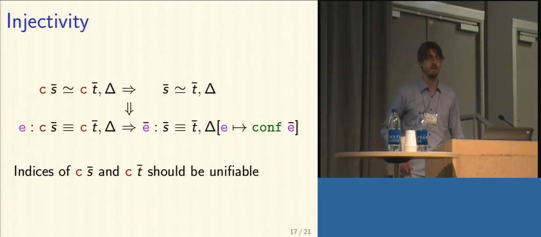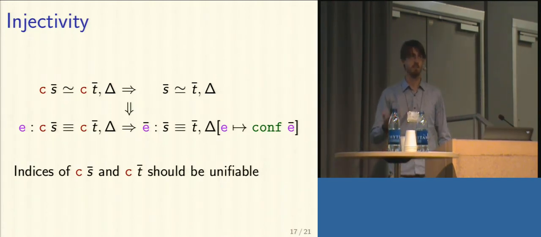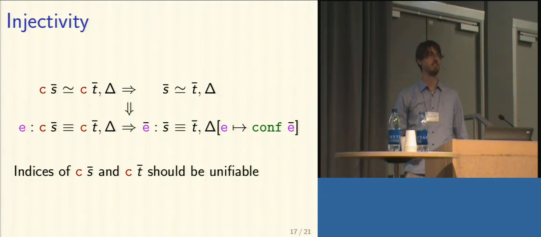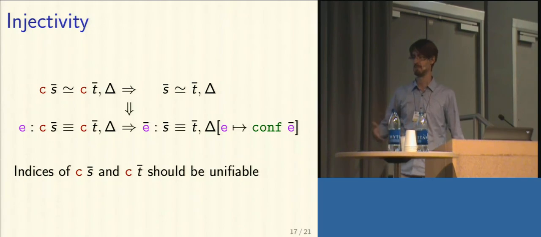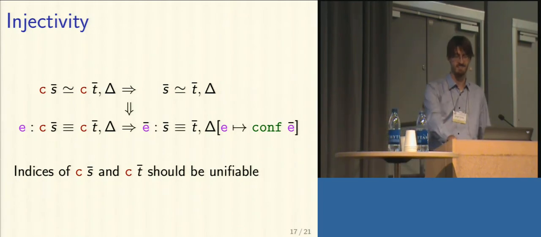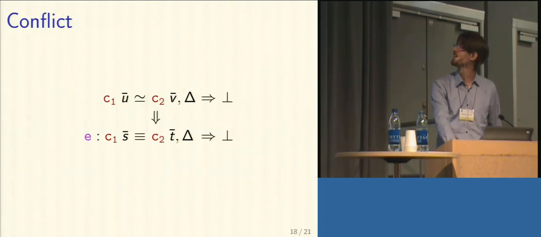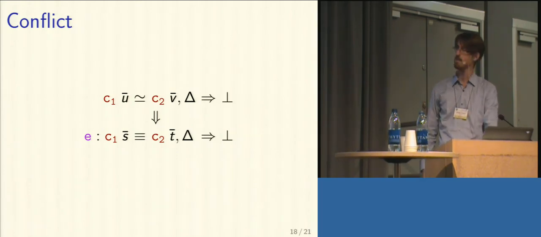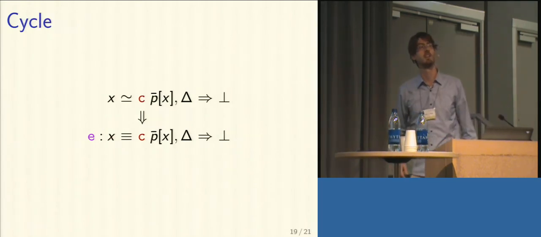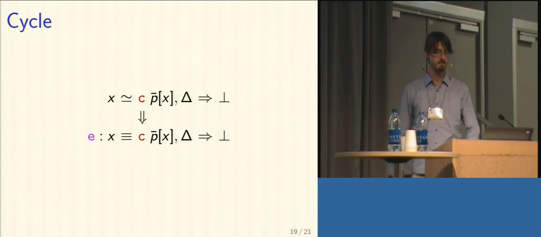The third rule is the injectivity rule. Here, by keeping track of this equality proof, we can see that there is an additional side condition needed. I won't go into detail now because we don't have much time. And finally, there's the conflict rule and the cycle rule, which basically stay as before.